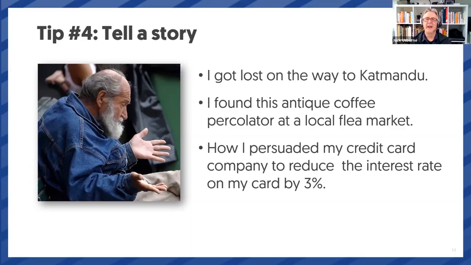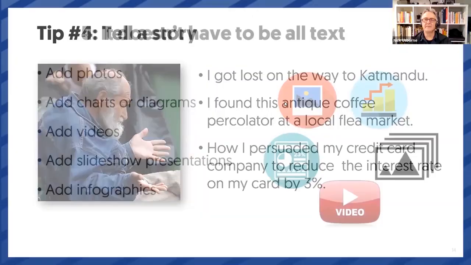Make it a story. Or even like a very simple story, like how I persuaded my credit card company to reduce the interest rate on my car by 3%. So that's a how-to, okay. But it's also a bit of a story. So it's not just how to get your credit card company to lower your rate. It's how I persuaded them. It's the story of how I did it. It makes it more human, right? There's more of a human touch there. So there's lots of ways to do that, and when you're more human, you're more engaging.